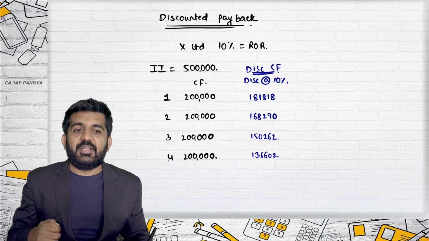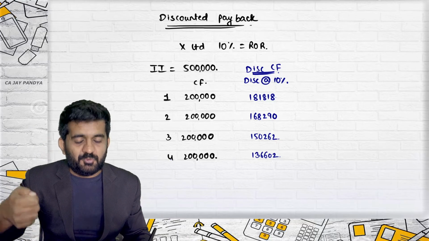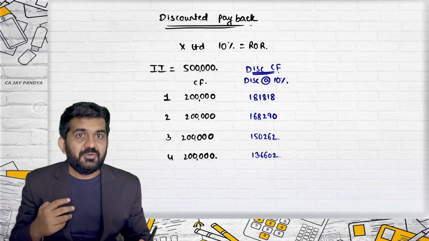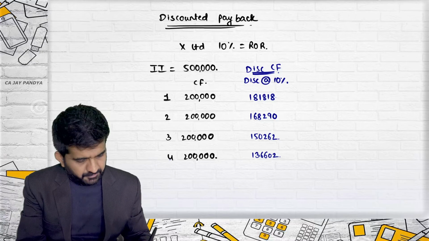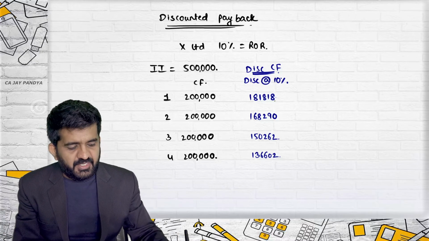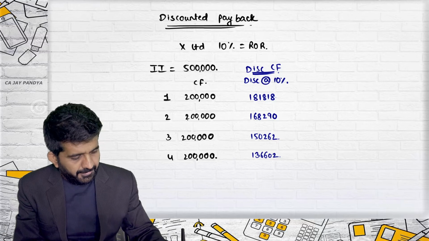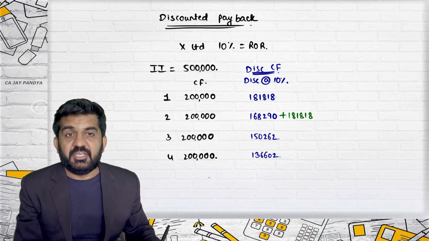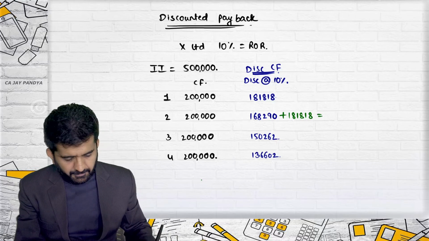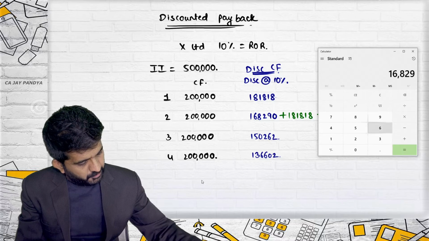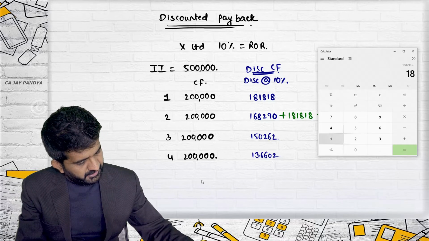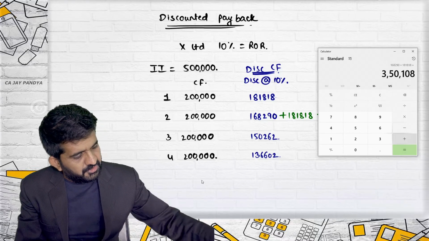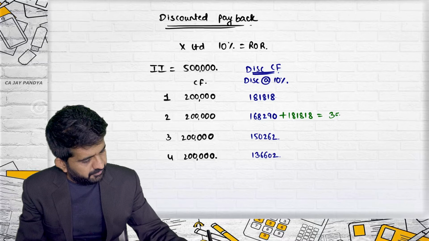And I need to find out the payback period from the discounted cash flow. The technique remains the same. Now see, the figures are weird, so you need to concentrate on how I am finding it out. In the first year, 181,818 will be recovered. In the second year, this plus 181,818 will be recovered. What is the answer? 168,290 plus 181,818, so 3,50,108 will be recovered.